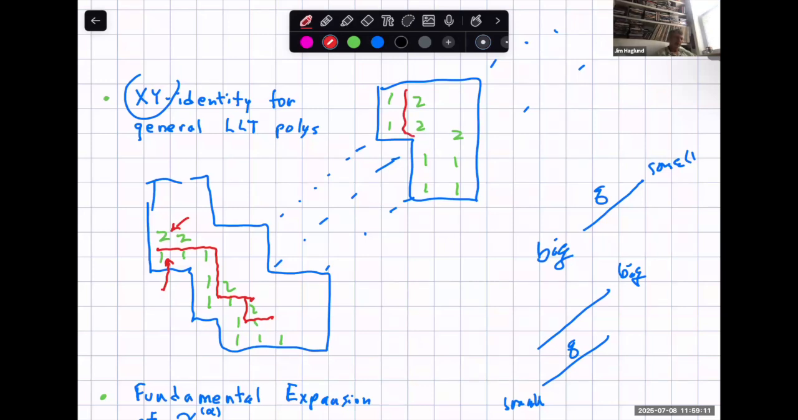And without saying any more, because I'm out of time, this will factor. You get a sum over these kinds of things, and then you get a product of LLT polynomials corresponding to all the skew shapes with the 1s, that tuple, and then all the skew shapes with the 2s, that tuple, and so on.